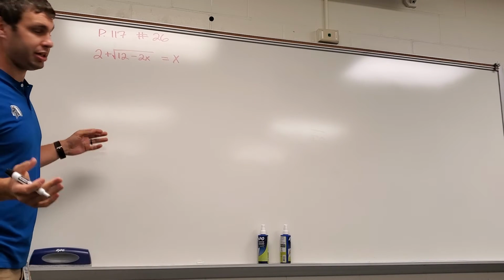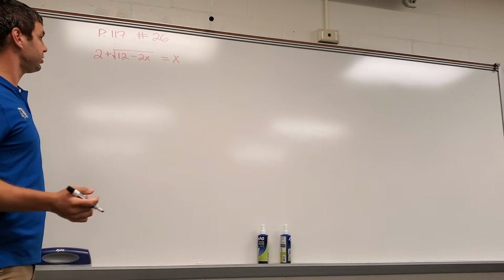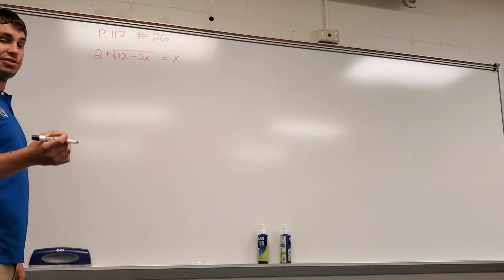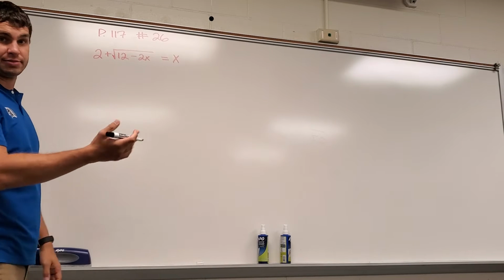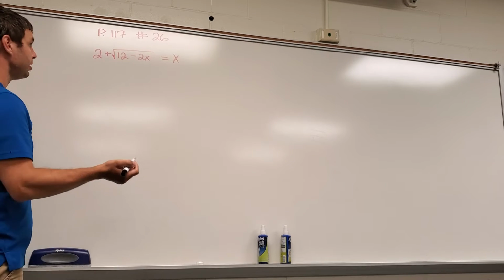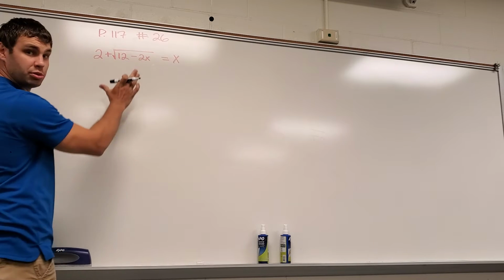All right, here's a bit of a tricky problem. It says 2 plus the square root of 12 minus 2x equals x, and wants us to figure out what x is. So what we need to do is first get the square root by itself.